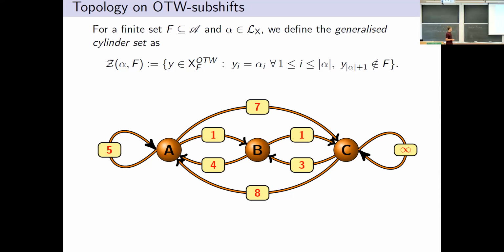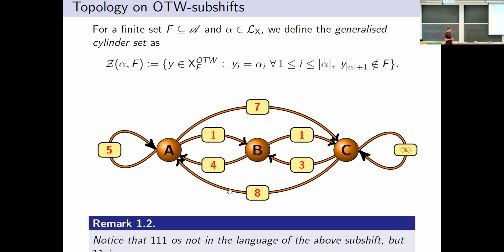So the subshift here is a label space, all the infinite paths that I can follow in this graph. So we should be aware, for example, that the finite word 1, 1 appears in an infinite sequence. I can do 1, 1, 3, 4, 1, 1, and so on. But even though 1, 1 is allowed, 3 copies of 1 is not allowed.